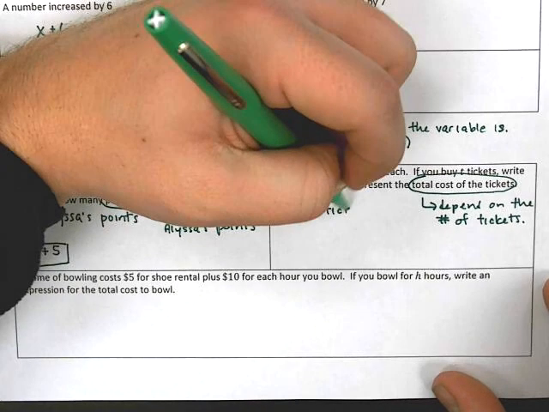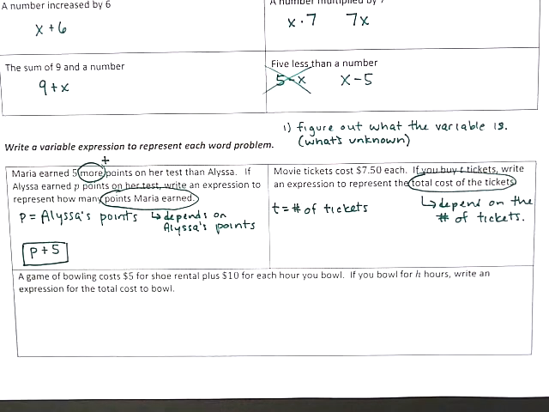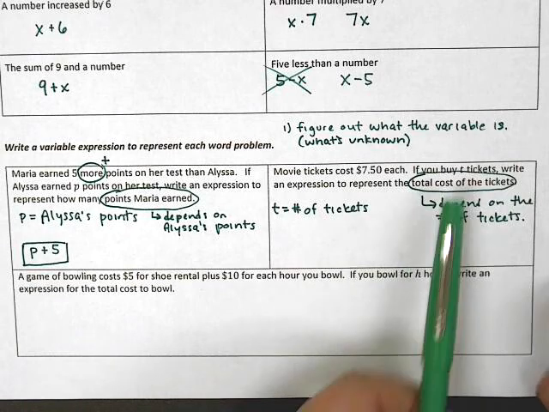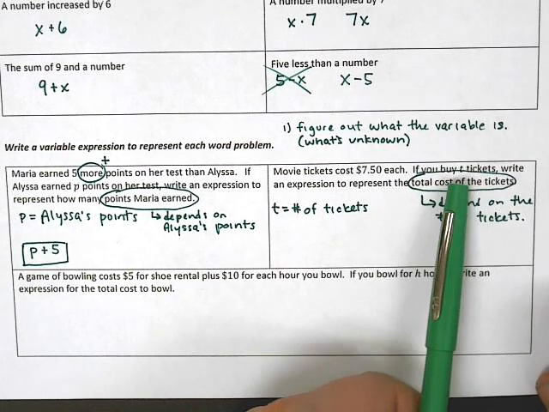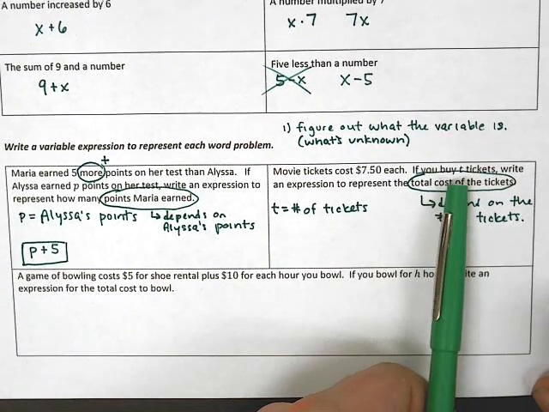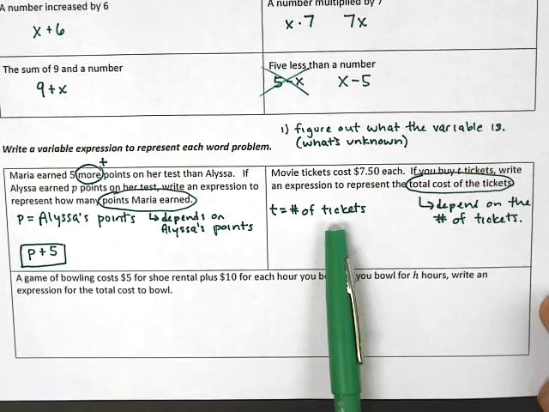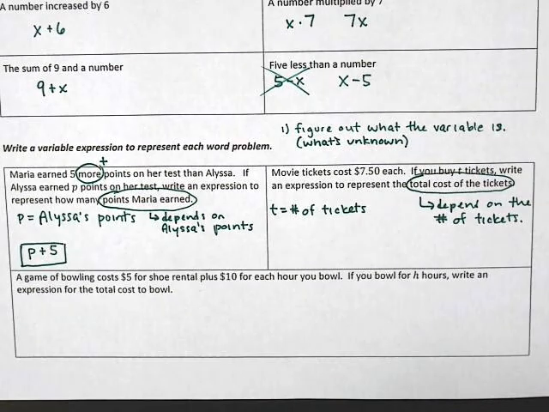And again, I ask, does that make sense? Is that unknown? Do I know exactly how many tickets we're buying? No, it says T. Maybe it's 1, maybe it's 2, maybe it's 3. I don't know. So that is why T is going to be our variable, and it represents the number of tickets. Now the last thing, we need to write this variable expression.